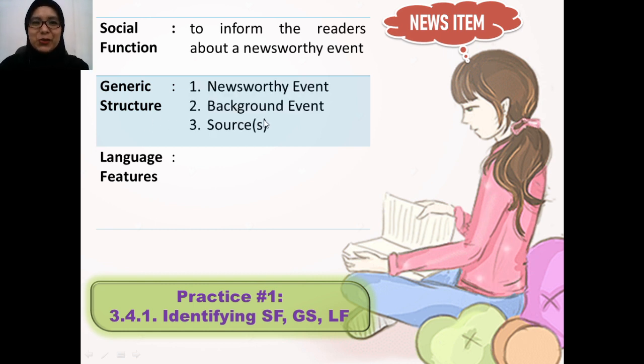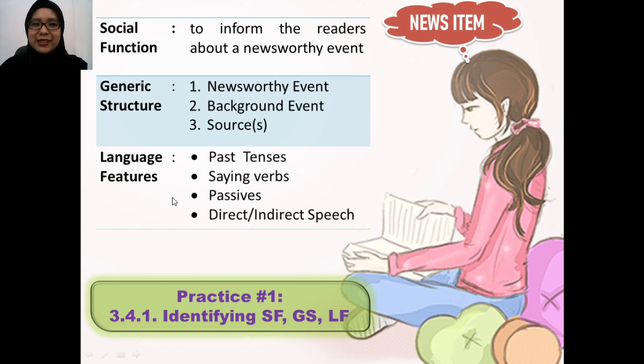Great, newsworthy event, background event, and of course source. Ya, remember source can be anywhere ya, tidak harus ada di akhir teks ya. Language features ada berapa? 4. What are they? Nice. Past tenses, saying verbs, passives, and direct and indirect speech.